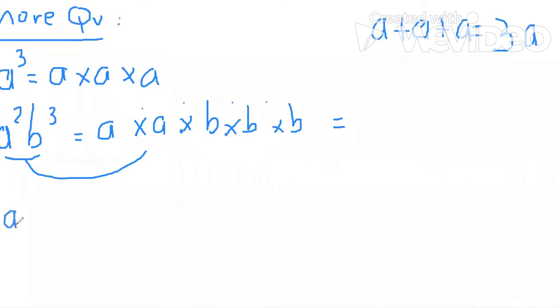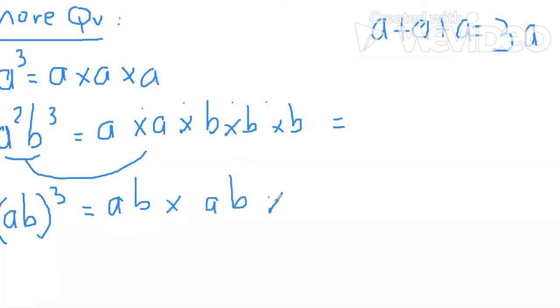Suppose I have something like this: AB to the power 3. Let me see who understands this. You go write the AB 3 times. Very good. Who said that? Alright, good. You're gonna have AB times AB times AB. You guys see that?